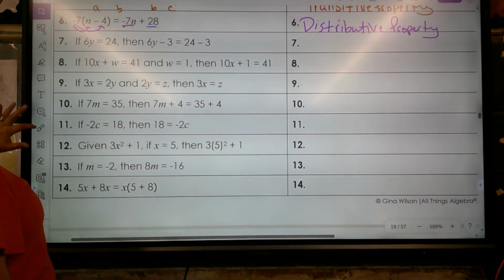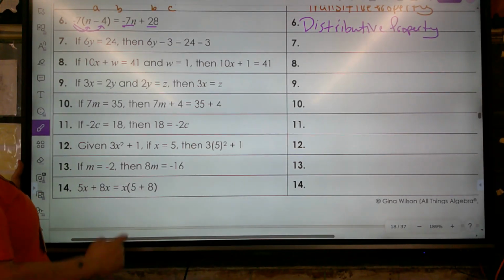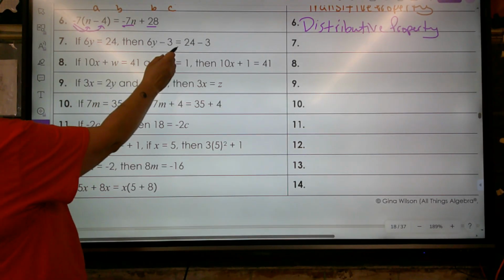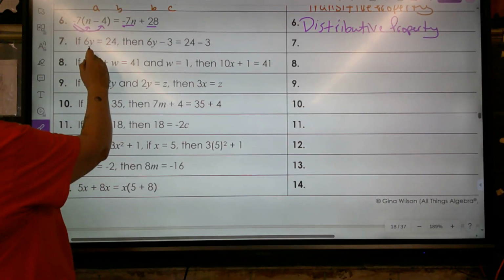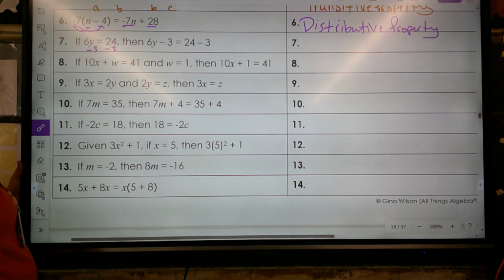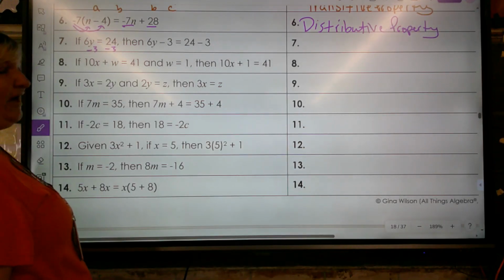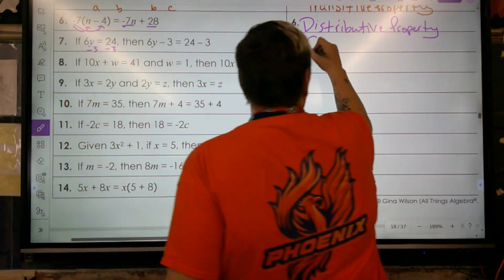All right, 7. If 6y equals 24, then 6y minus 3 equals 24 minus 3. What did we do to get from here to here? It looks like we subtracted 3 from both sides. Right? We're still equal, we're still balanced, but if we subtract 3 from both sides, that's subtraction property.